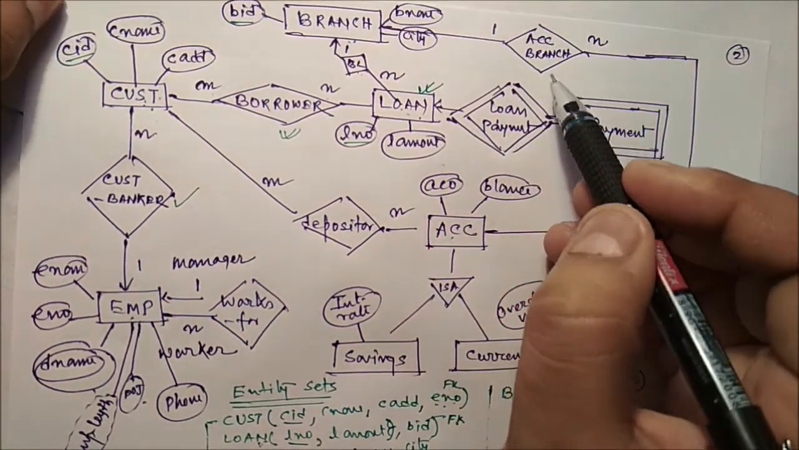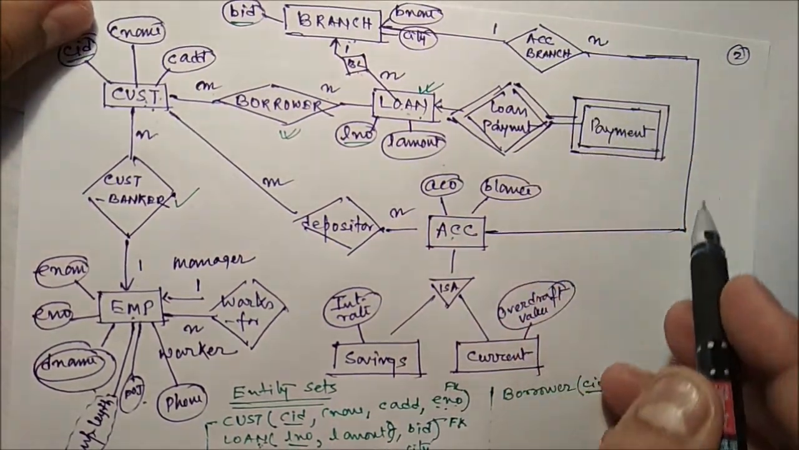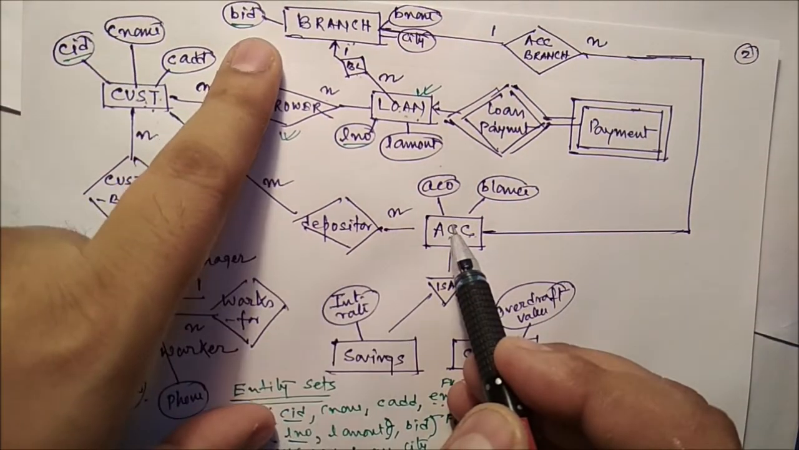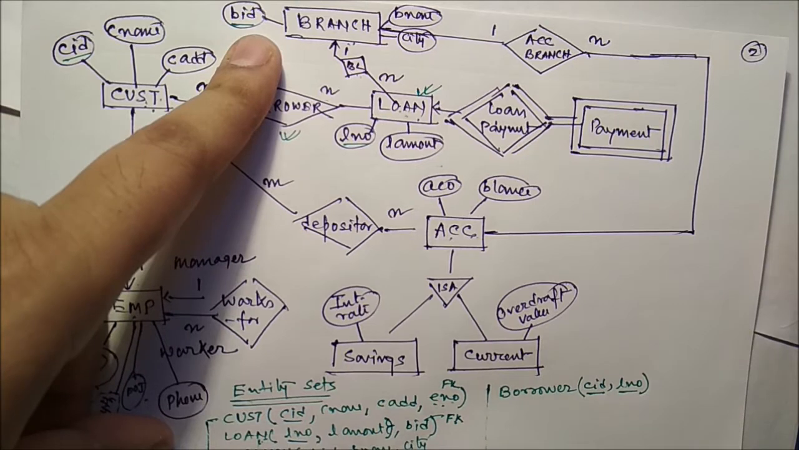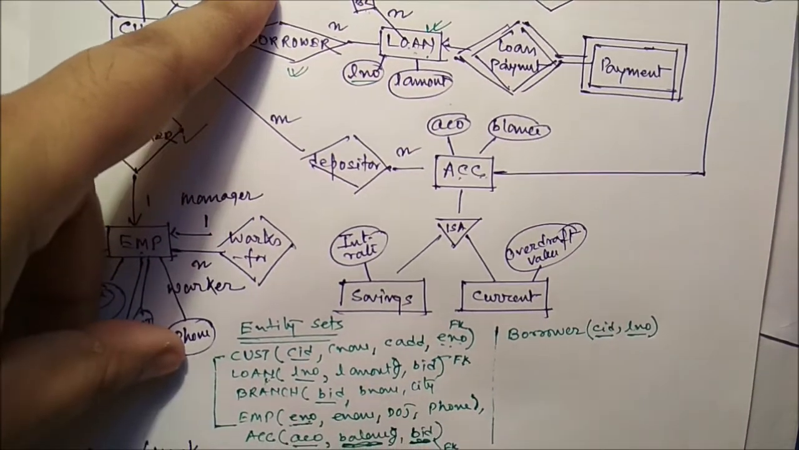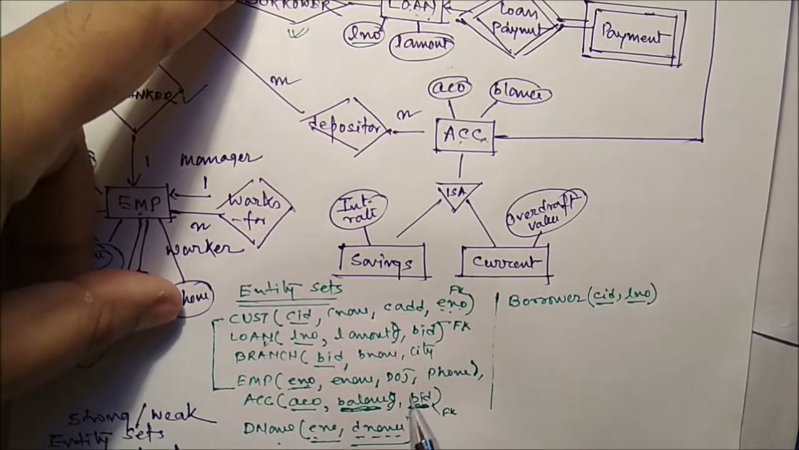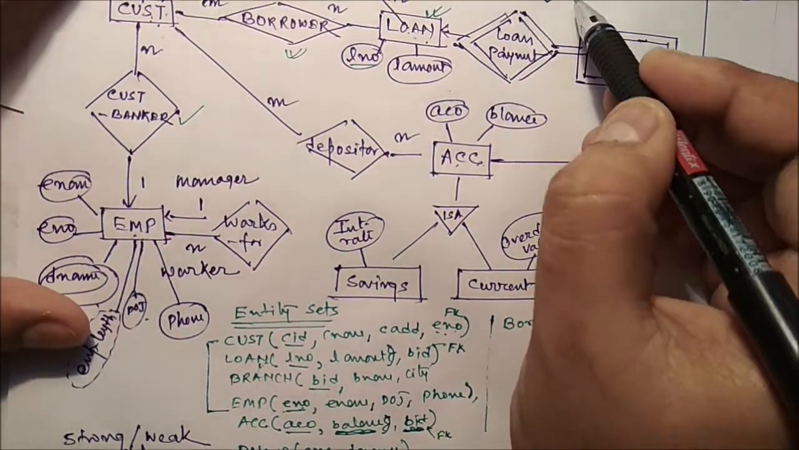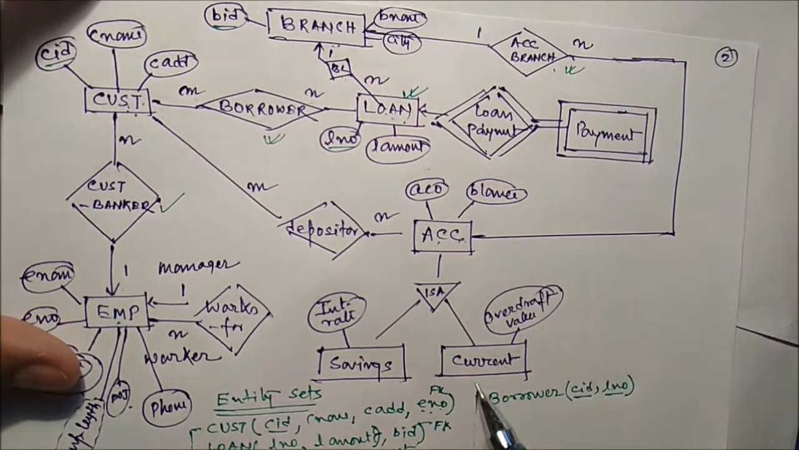Next was what? Account branch. In account branch, inside the account, here ACC, you have to put the branch ID as a foreign key. This branch ID is what? It is a foreign key. So with the help of this, we can solve this particular relationship.